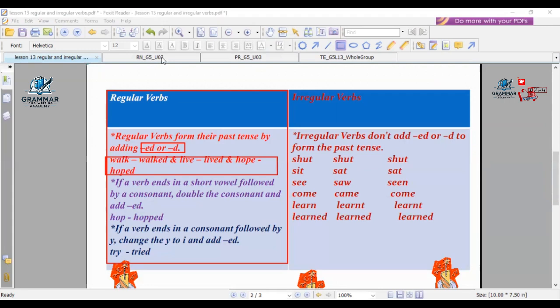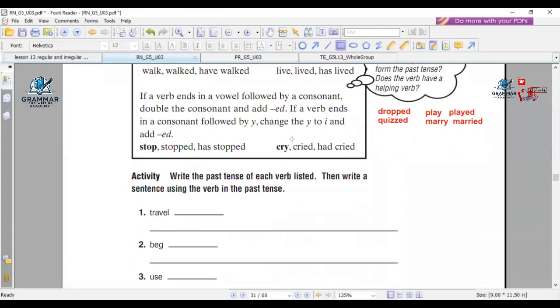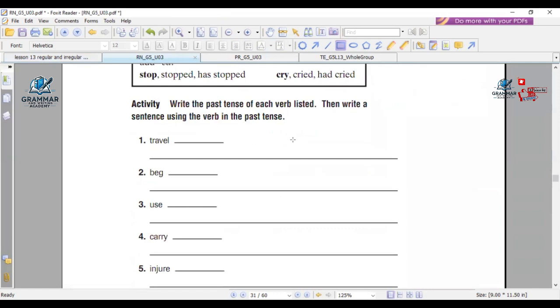I'll move with you right now to page 187 again. Here you have an exercise down. It's so simple and clear and easy. Write the past tense of each verb listed. So we're gonna write the past tense for every regular verb down here. Then write a sentence using a verb in the past tense.